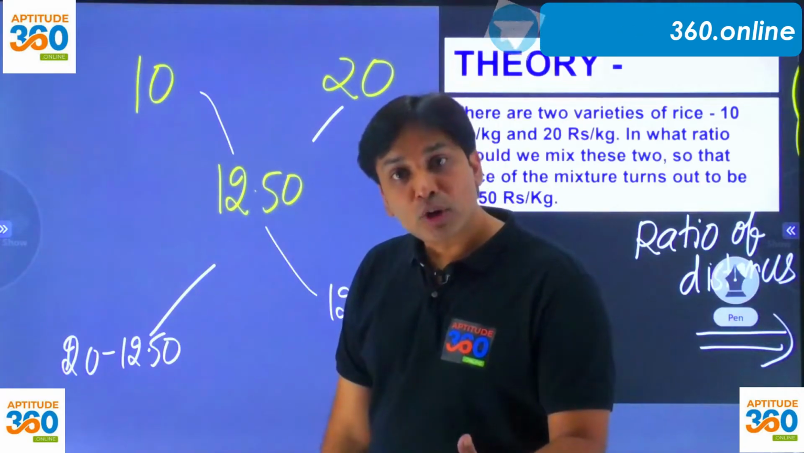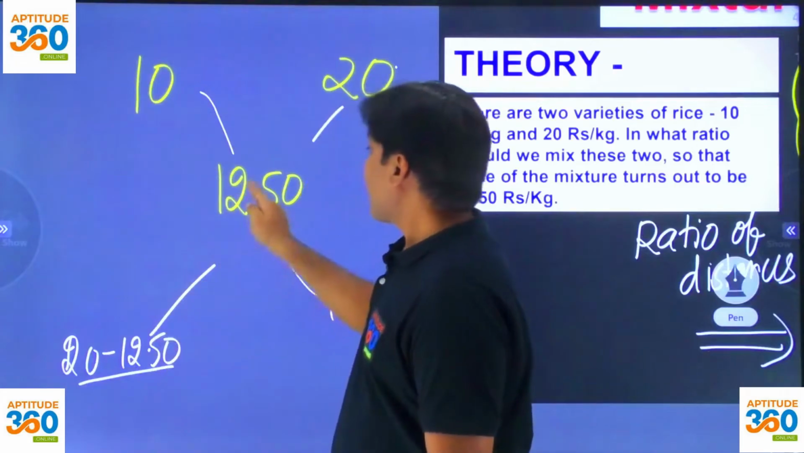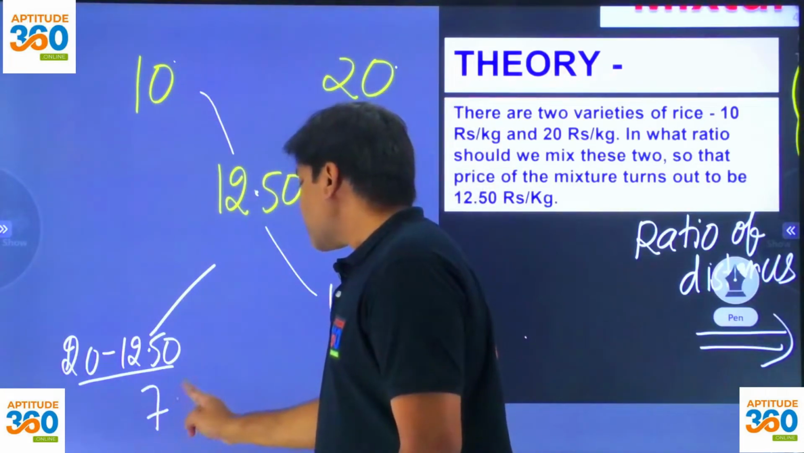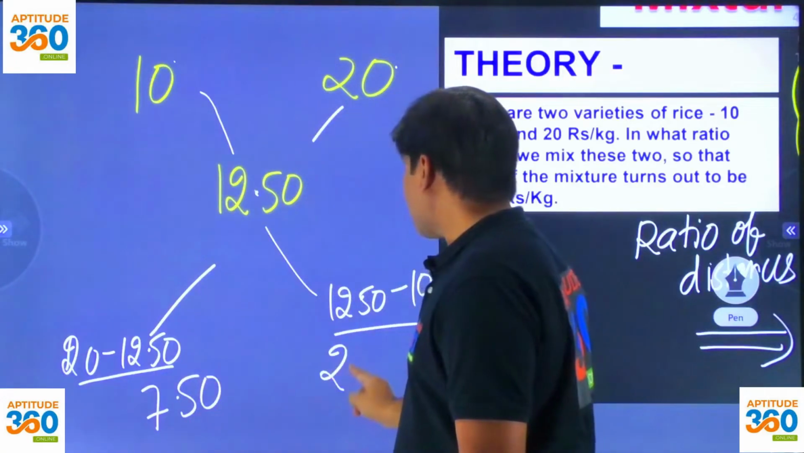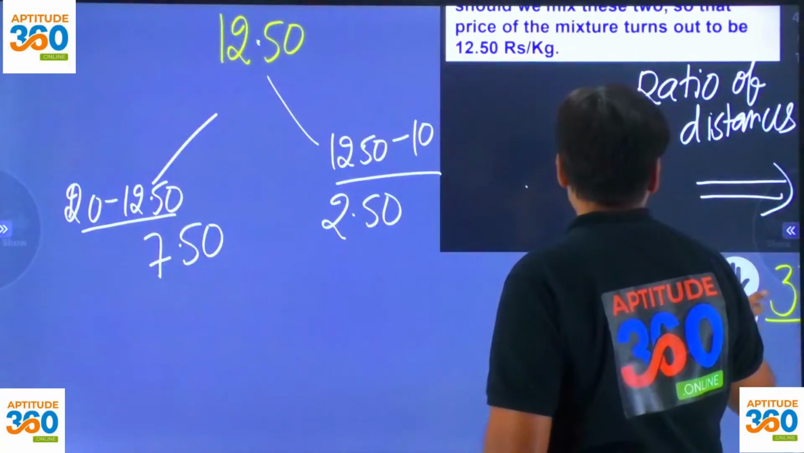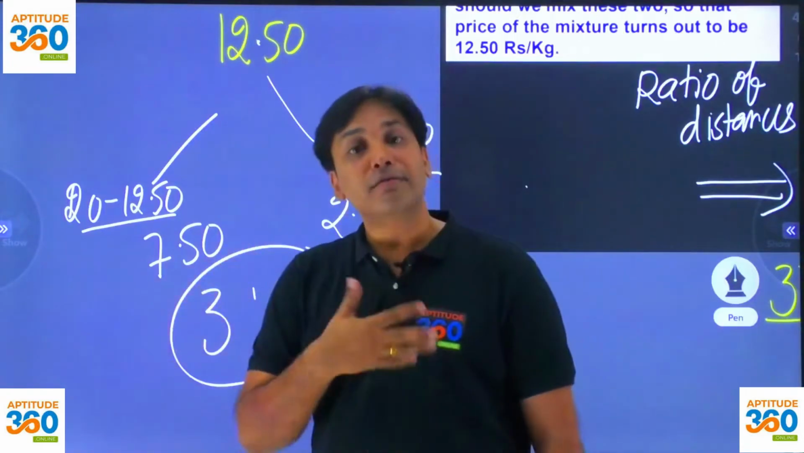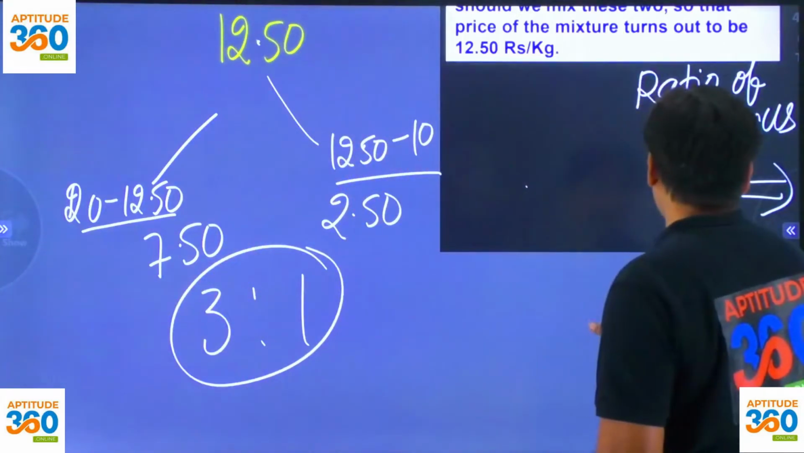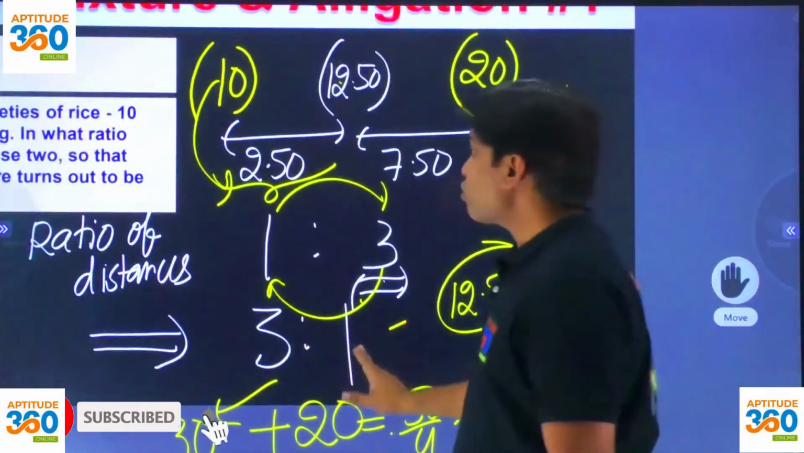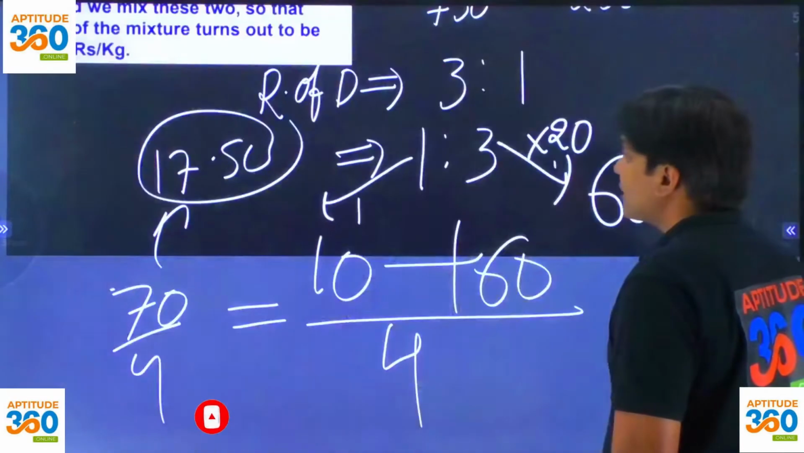Subtract the smaller one from the bigger one. This is in increasing order, so this minus this should be here, and this minus this should be here. Your work is done. This one comes out as 7.50, this one comes out as 2.50, and if you simplify them, you're going to get 3:1. And this is what you had found out. Where did we find this earlier? You see, this is what we had found out, 3:1 ratio. Our job is done.